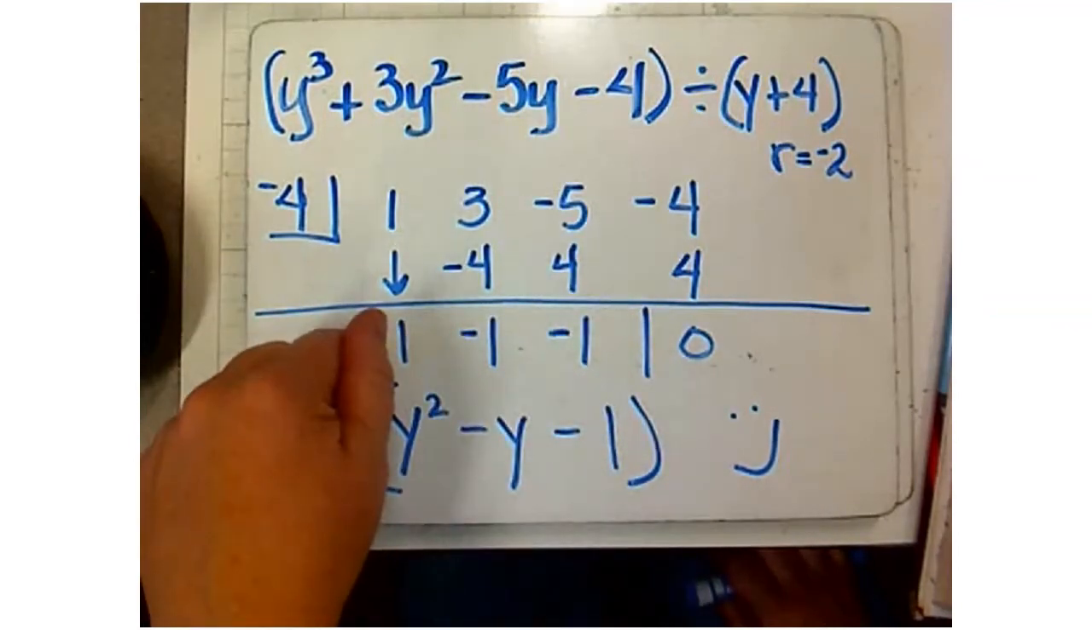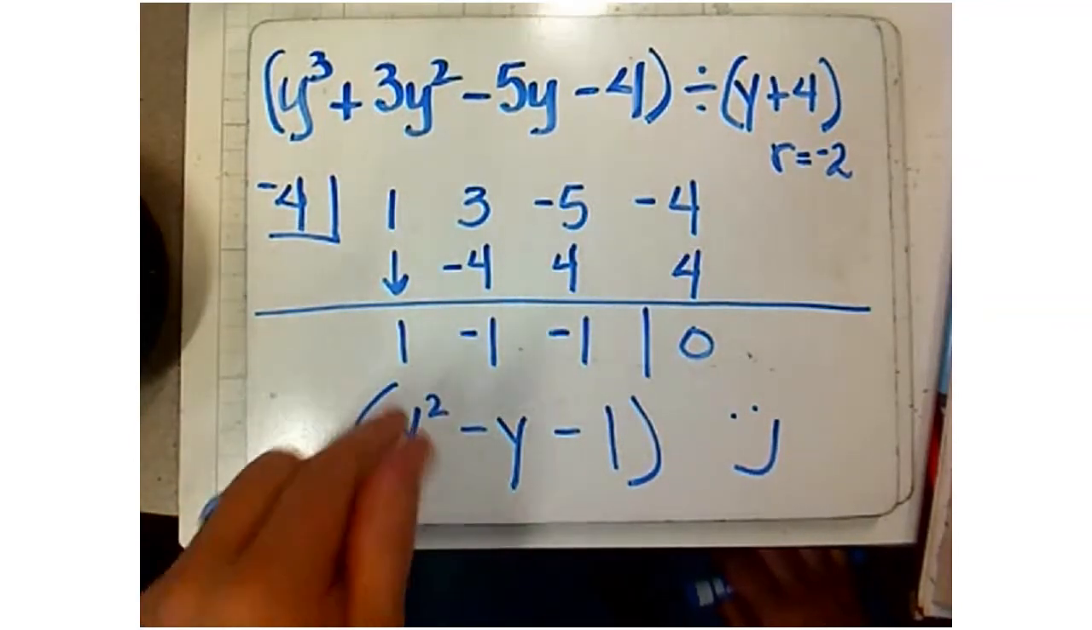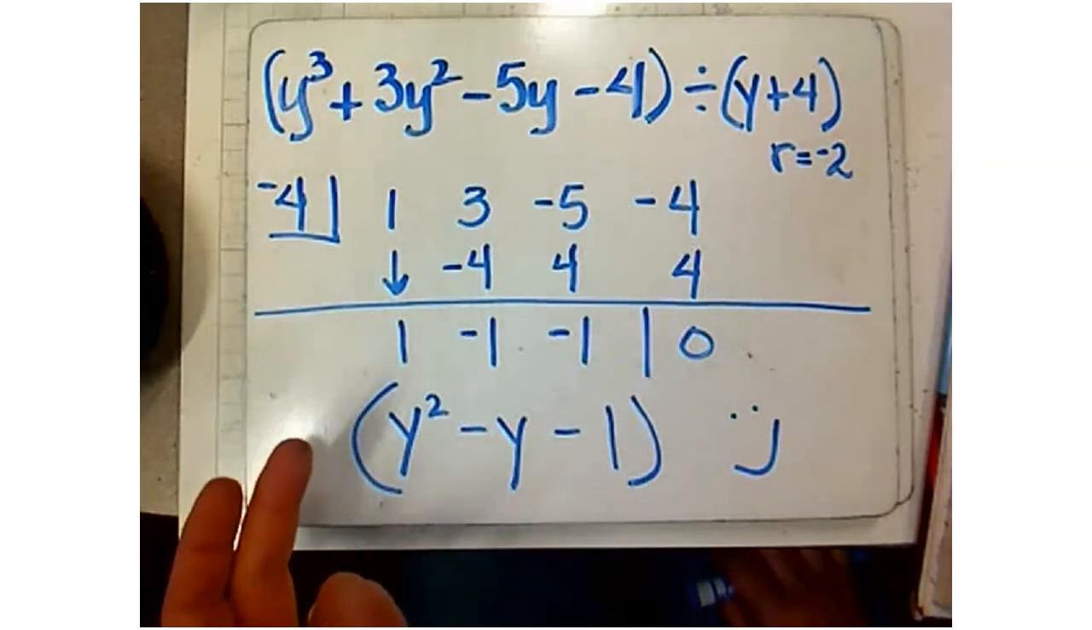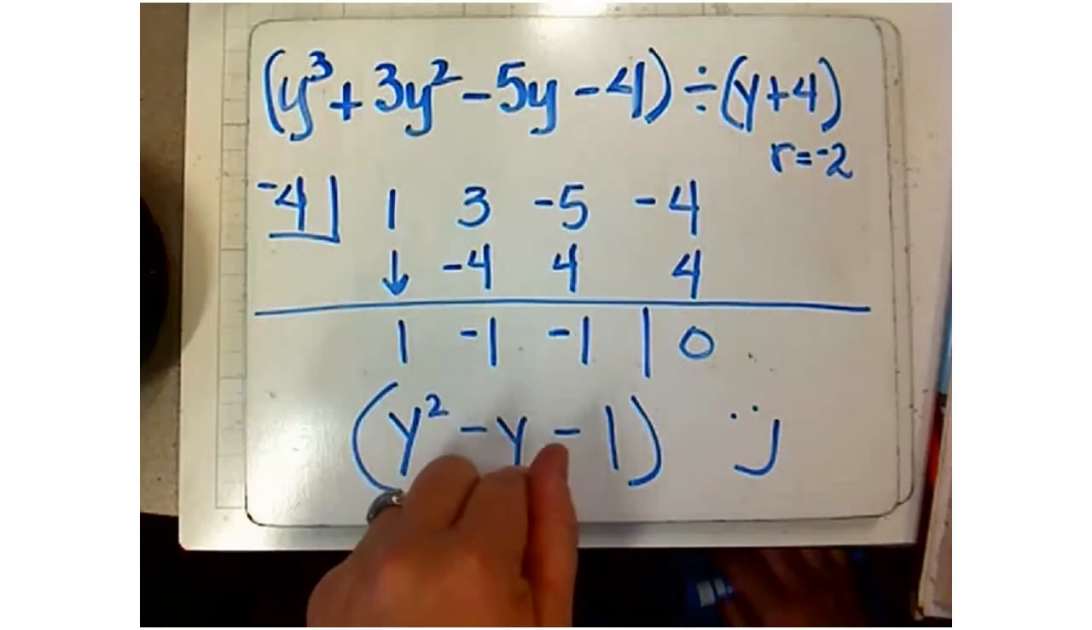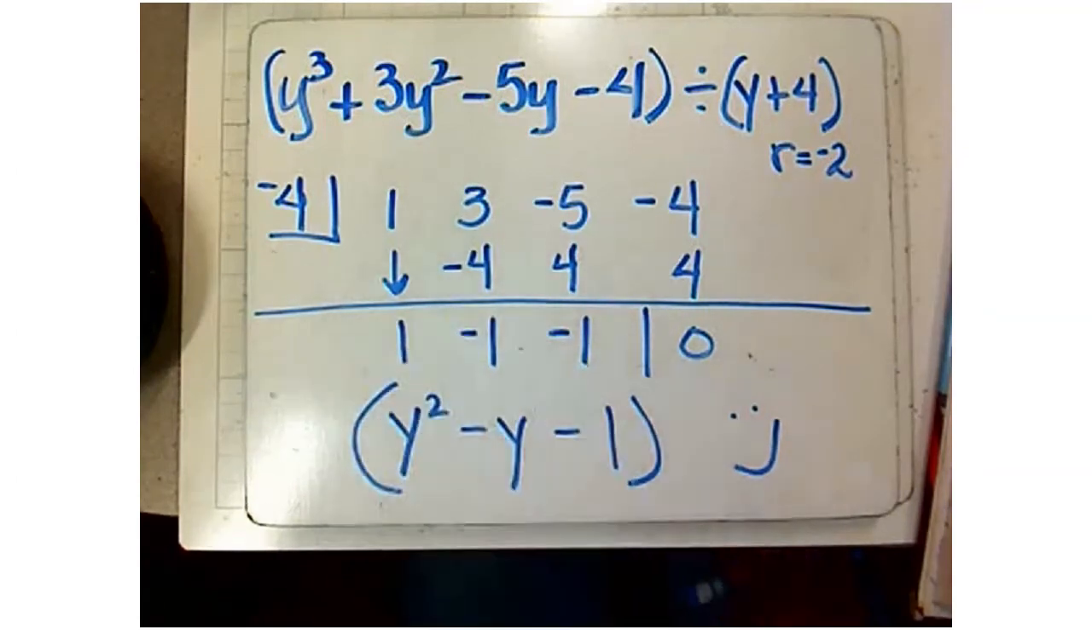So the 1 goes with y squared. Instead of saying 1y squared, we just say y squared. -1 goes to the y. Instead of saying -1y, we just say minus y. -1 is the constant. We just say minus 1. So your answer is y squared minus y minus 1. Whenever you get below the line, you start over again. Okay. All right.